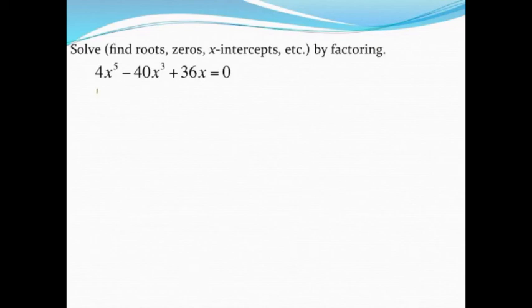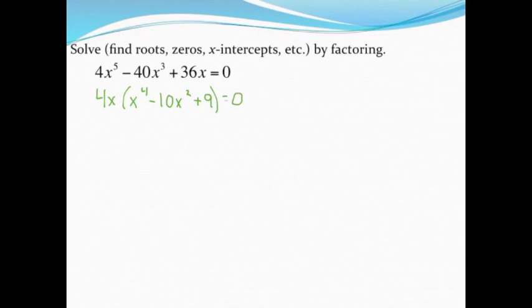This time everything has a 4x in common. So let's factor out, let's divide out a 4x and see what we're left with. So divide all the coefficients by 4, and then everything will drop by a power because I'm taking one of the x's out. So x to the 4th minus 10x squared, and then plus 9, equal to 0. Well, that's not factored completely. I can keep factoring this one. It's a trinomial, and there's a 1 in front.